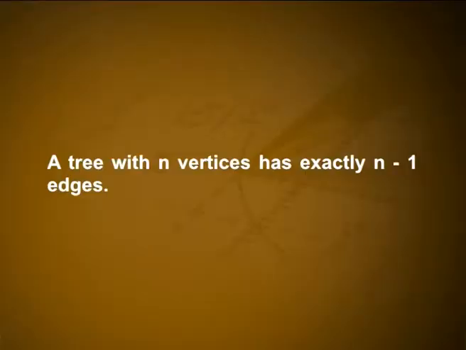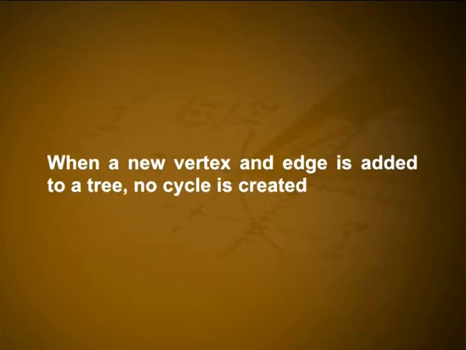Trees have a number of special properties as follows. It is obvious from the constructive process of building all possible trees step by step from the simplest tree, one vertex and no edges, that a tree with n vertices has exactly n-1 edges. When a new vertex and edge is added to a tree, no cycle is created, since the new edge joins an existing vertex to a new vertex and the tree remains connected.